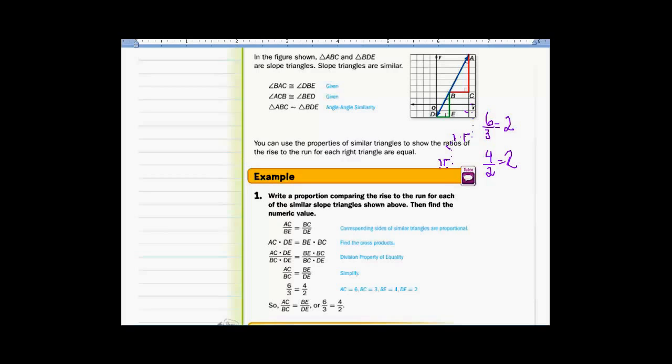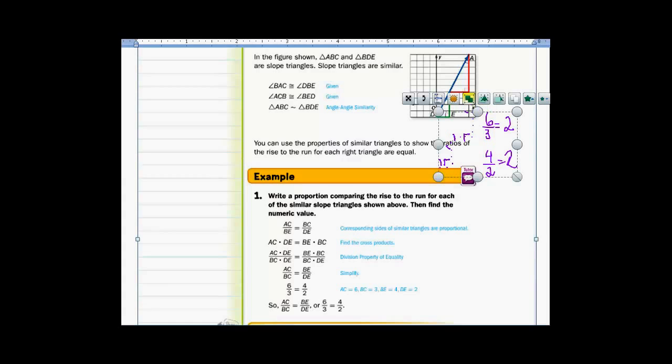All right, so what are those values? 6 is to 3 as 4 is to 2. So whenever you do that, you divide them out and you get 2. All right, that would be the length of that side right there. Okay, so 2 is actually the length of DE, which we had talked about. The height is 4.